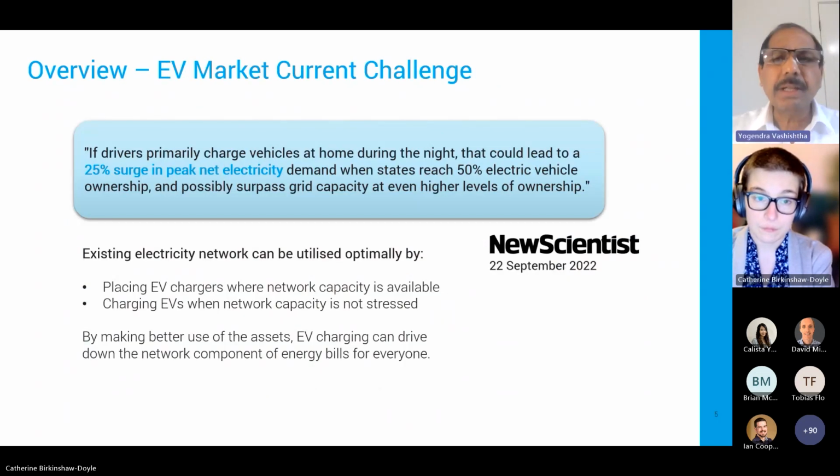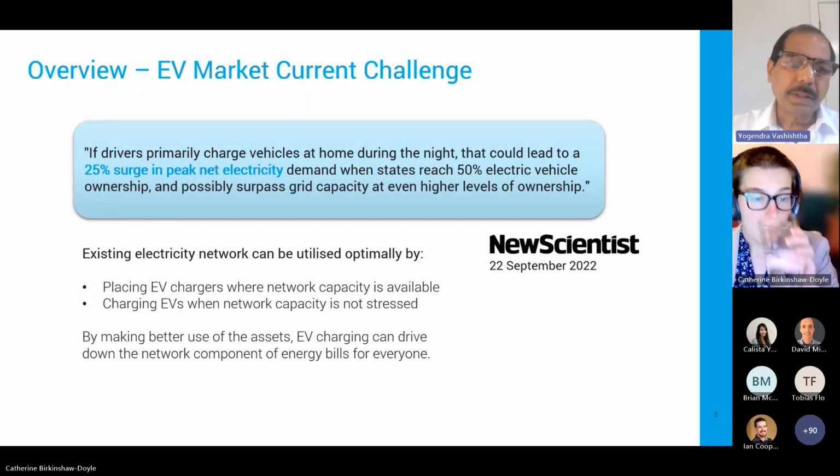Electric vehicles are highlighted because that is now unstoppable, it is coming globally, and basically how we place the EV chargers where the capacity is available, and when we charge the EVs when the capacity is available. These sort of arrangements will also be dependent on the diversity we see in these loads.